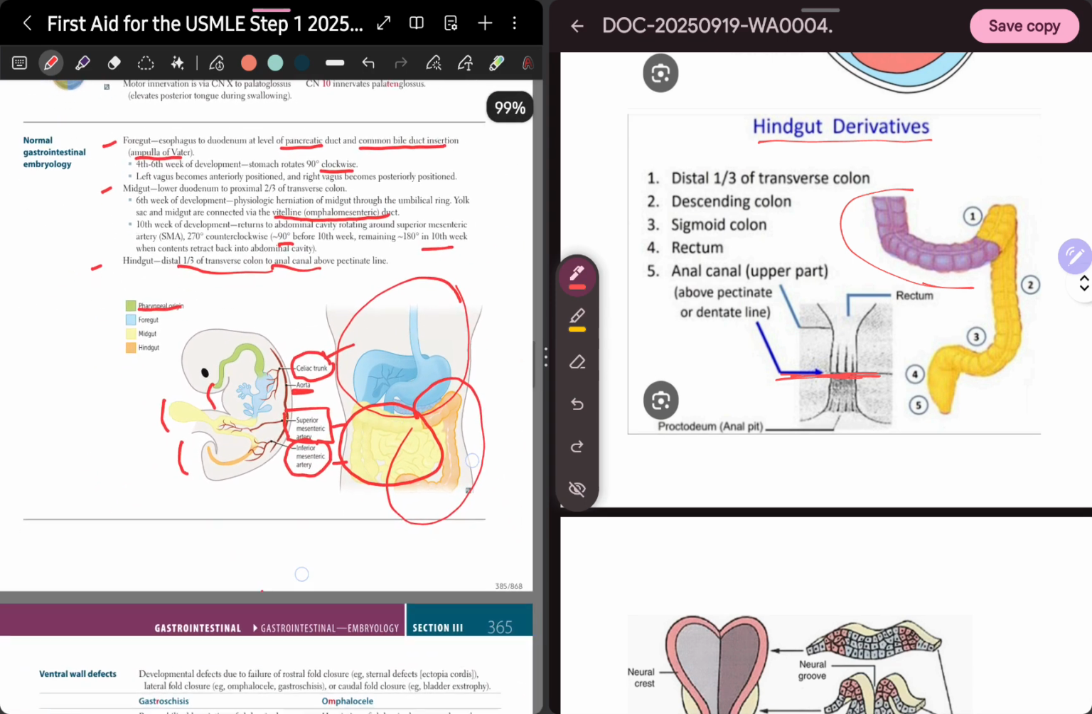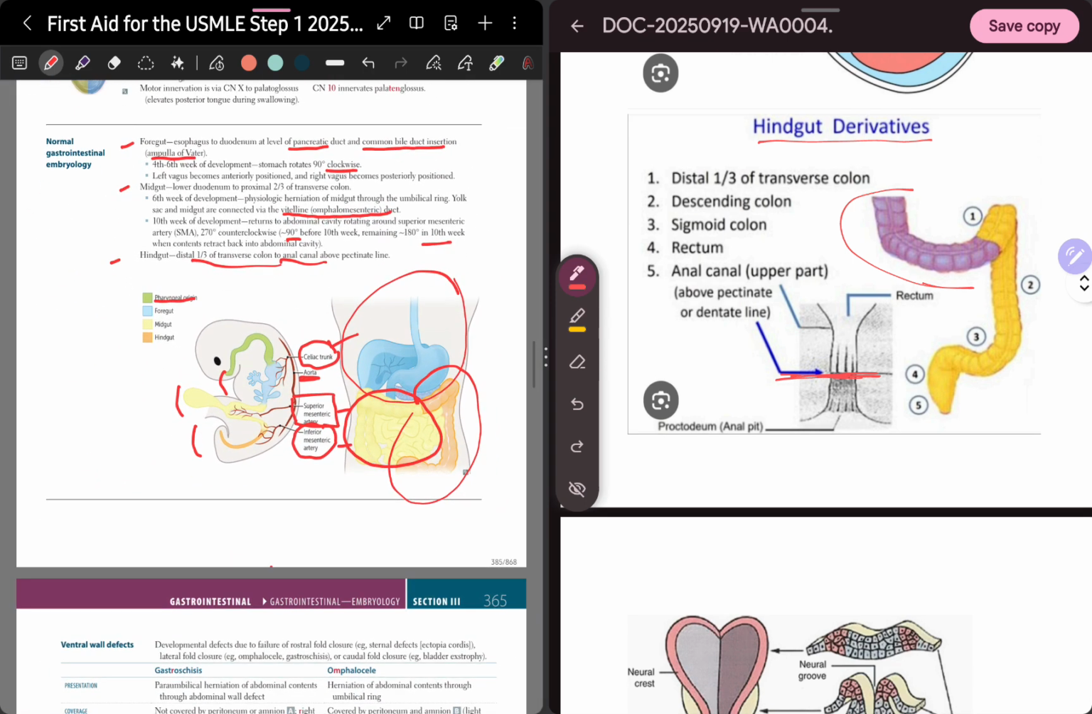Hope you guys understand this normal gastrointestinal embryology. Thank you.